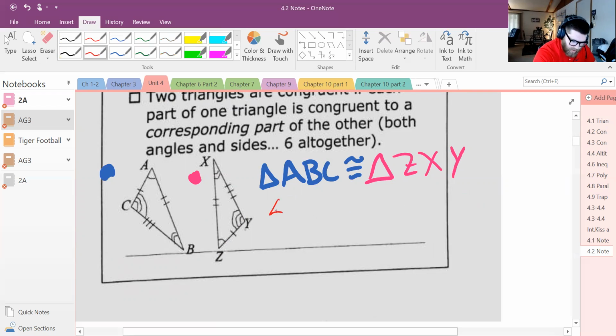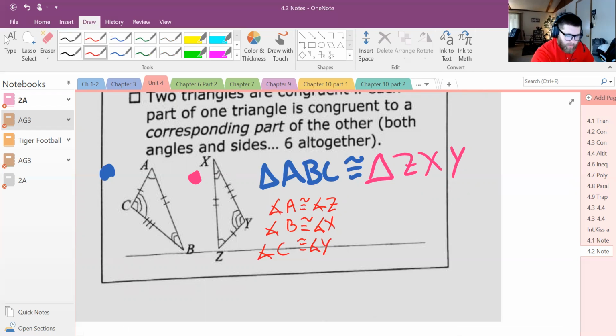Okay, so we have angle A is congruent to angle Z. Angle B is congruent to angle X. Angle C is congruent to angle Y. Okay, all that is true just based off our congruence statement. And you can also tell that by looking at the picture.